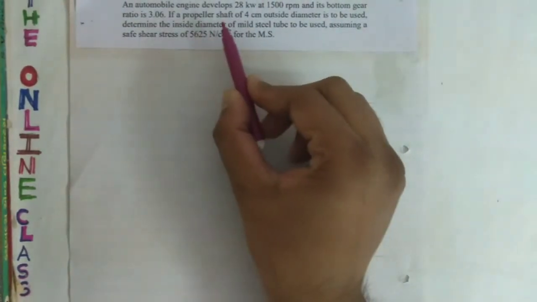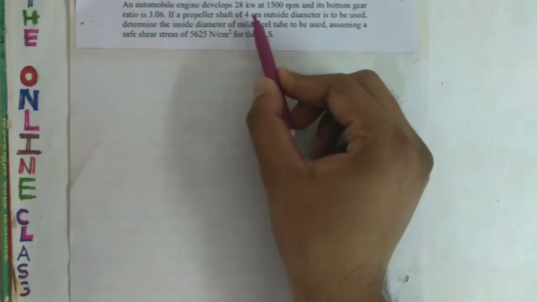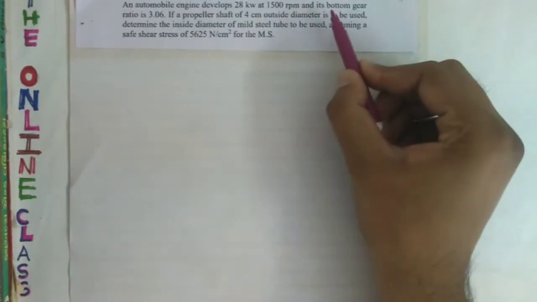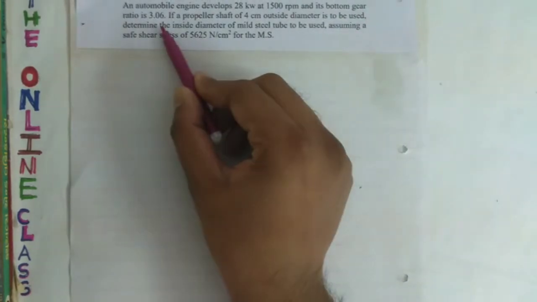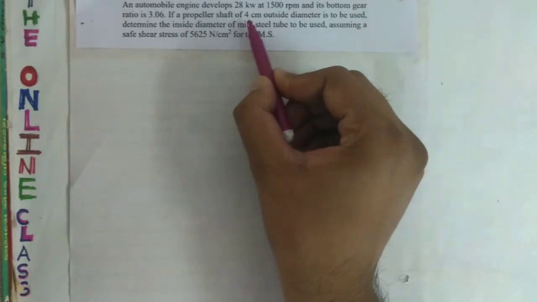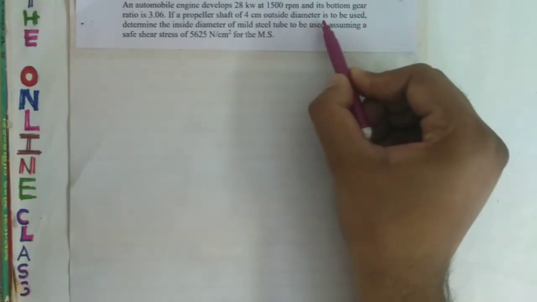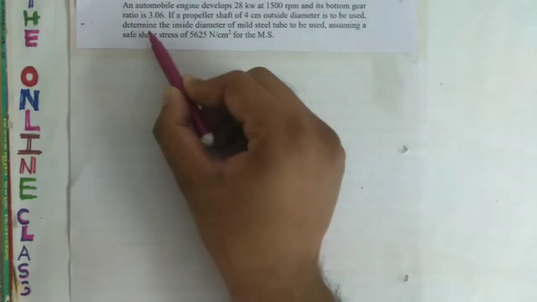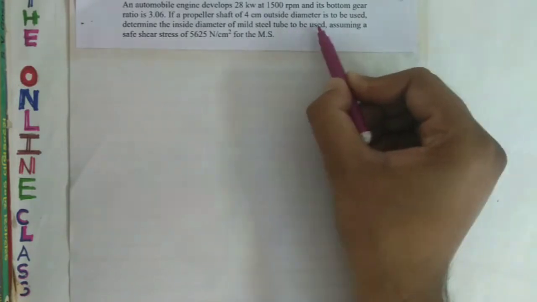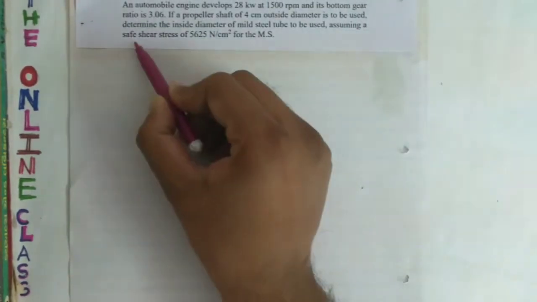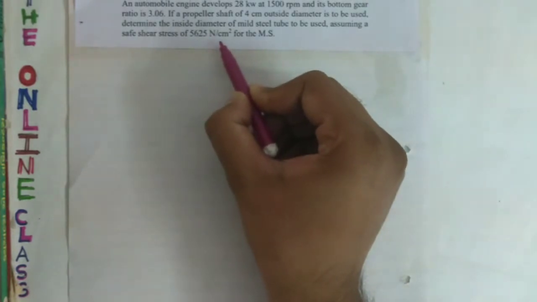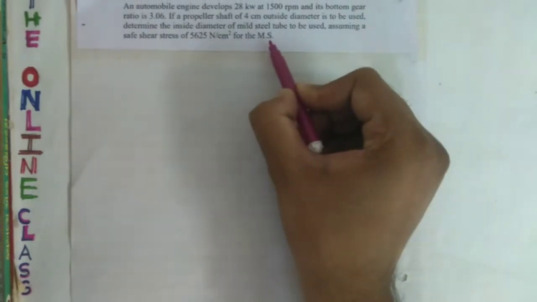An automobile engine develops 28 kilowatt at 1500 rpm and its bottom gear ratio is 3.06. If a propeller shaft of 4 centimeter outside diameter is to be used, determine the inside diameter of mild steel tube to be used, assuming a safe shear stress of 5625 Newton per centimeter square for the MS.